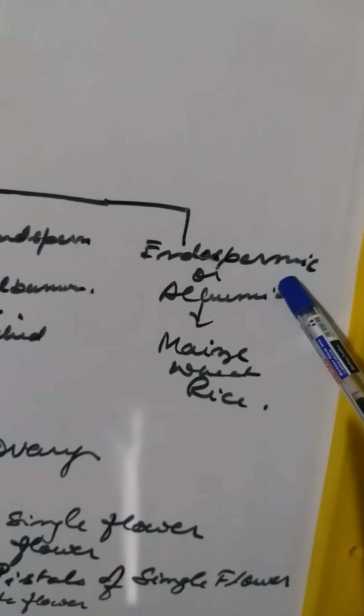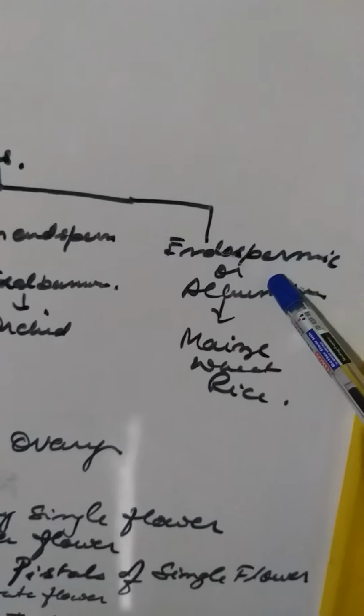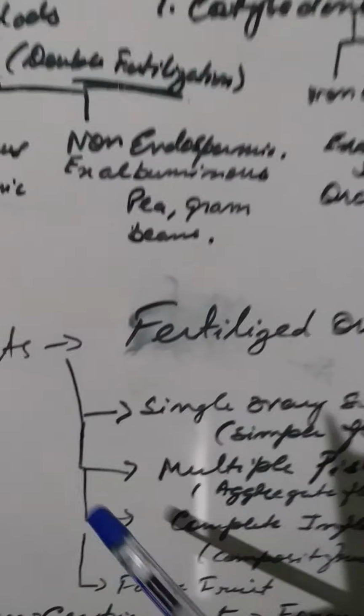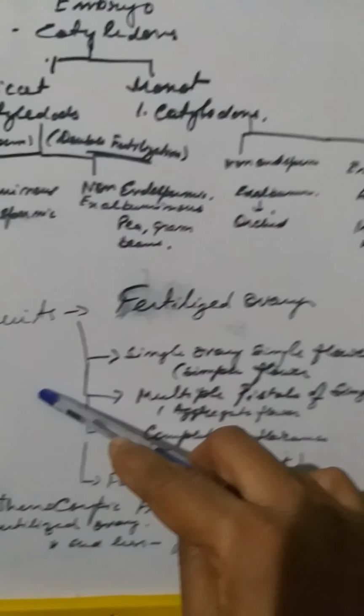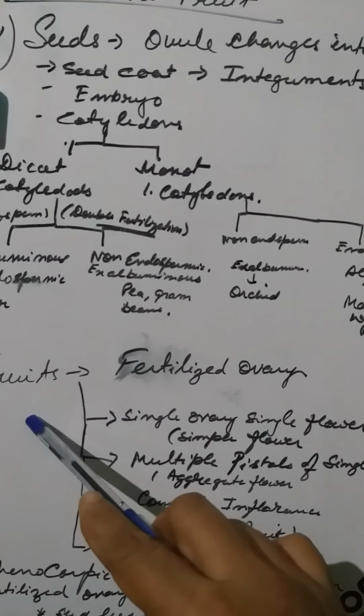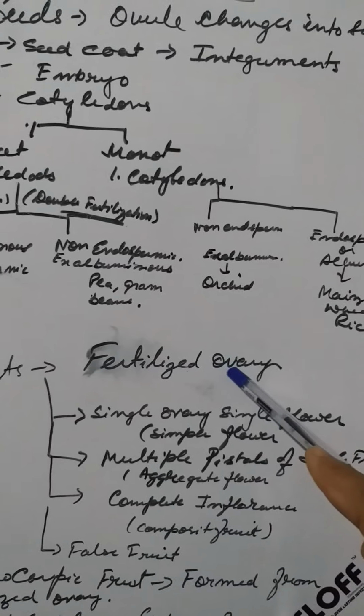Basically this is very important. Why is endosperm important? Because endosperm actually supplies the nourishing material to the seed. Now here are certain terms you can see. Now fruit. What is fruit? Fruit is basically the fertilized ovary.